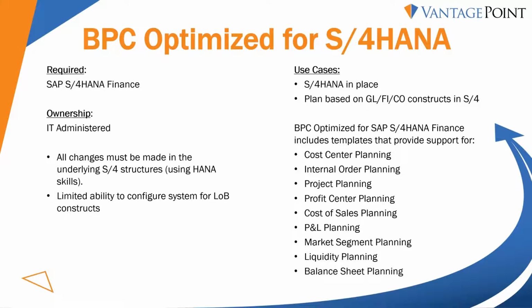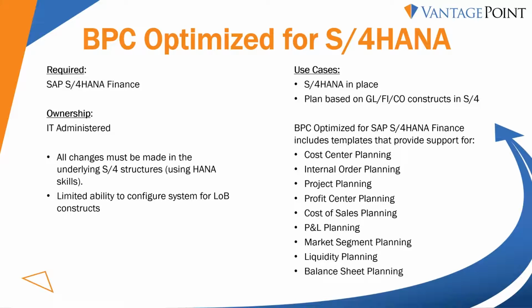Why are folks going with the VPC Optimized for S4? Well, there's one use case only for the optimized solution, and that's if you have the S4 model in place. If you do not have the ERP S4HANA model in place, this is not an option, right? Because it's an embedded model, it's also IT administered. Rather than making the changes in the BW layer, your folks would have to be administering those changes directly in the S4HANA structures themselves, which is going to require a higher level IT skill to manage.